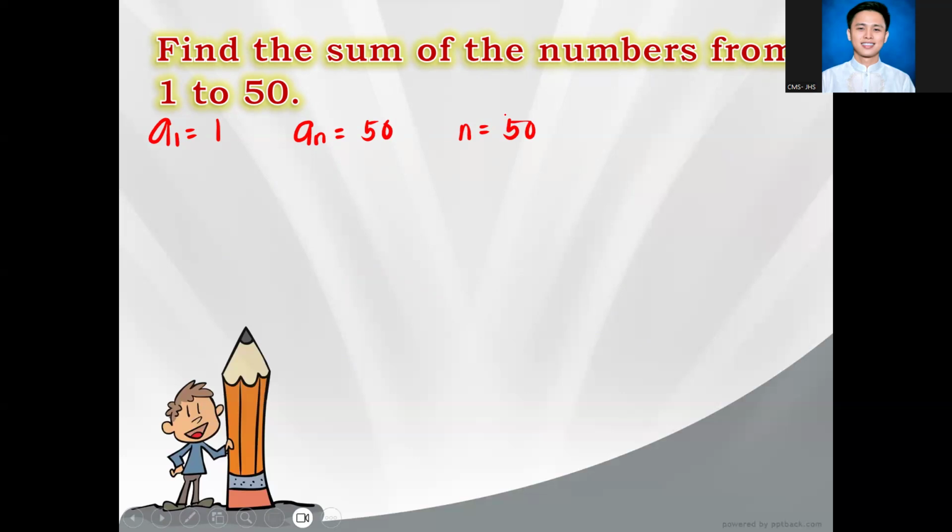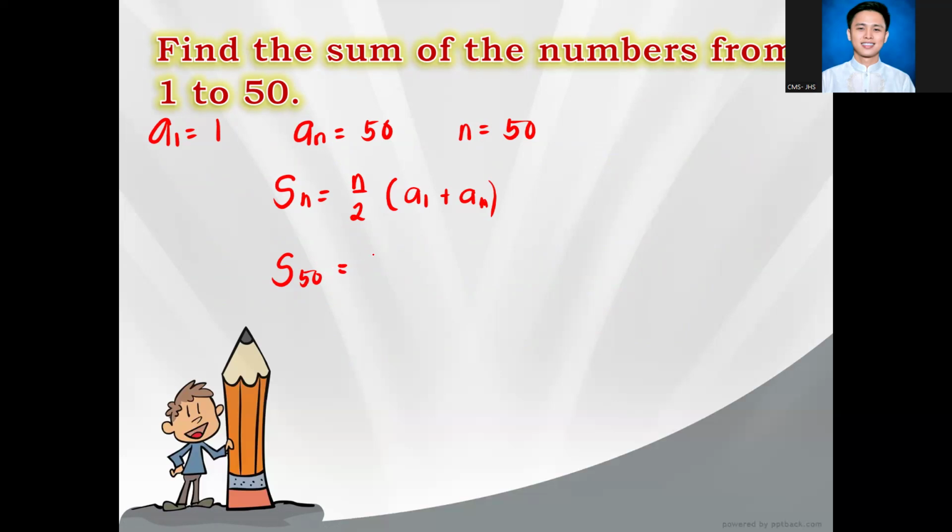Numbers 1 to 50, there are 50 numbers. So we have the first term, the last term, and n. We can make use of the first formula, S sub n equals n over 2 multiplied by the first term plus the last term. So we just need to do substitution, okay? So let's do substitution. So we'll have here S sub 50 because n is 50. We are adding 50 terms or 50 numbers.